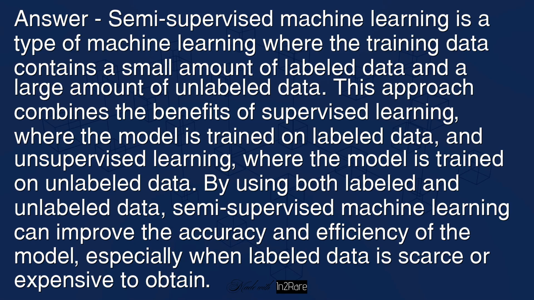This approach combines the benefits of supervised learning, where the model is trained on labeled data, and unsupervised learning, where the model is trained on unlabeled data. By using both labeled and unlabeled data, semi-supervised machine learning can improve the accuracy and efficiency of the model, especially when labeled data is scarce or expensive to obtain.